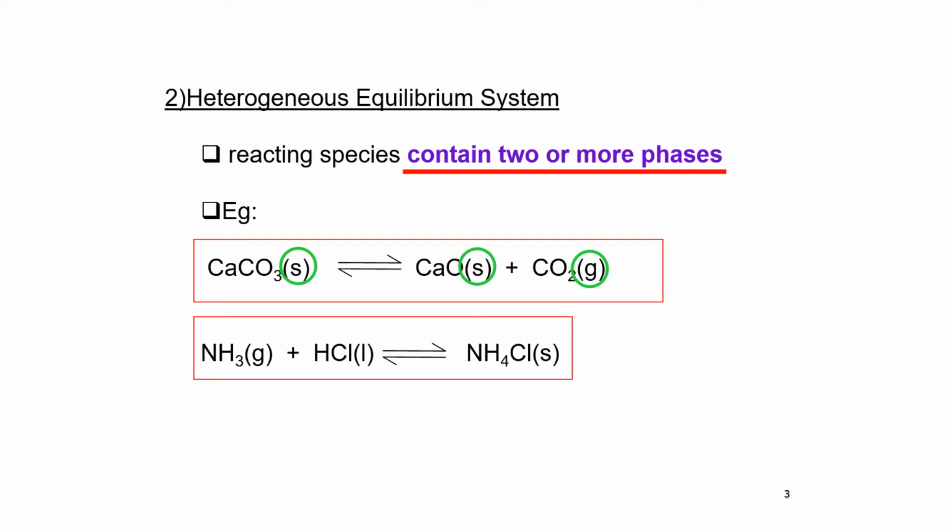The second example is the neutralization reaction between ammonia and HCl. Ammonia is present as a gas. HCl is present as liquid, whereas ammonium chloride is present as solid. There are three types of phase present in this chemical equation. So, this neutralization reaction is a heterogeneous equilibrium system.